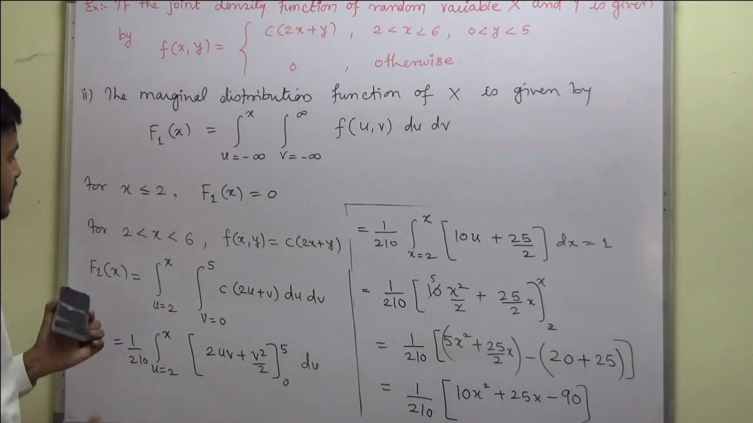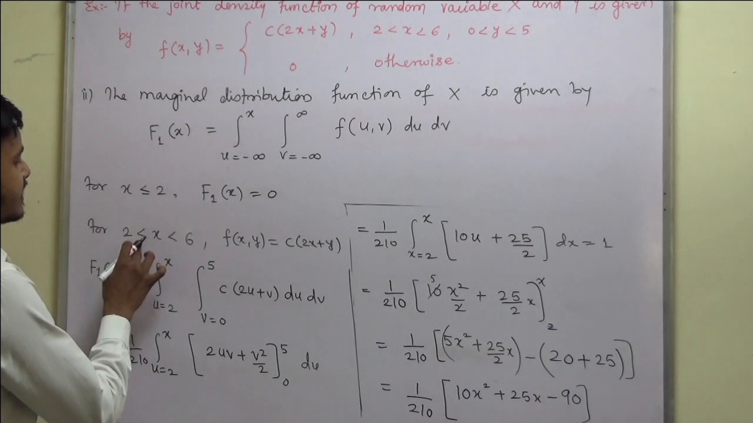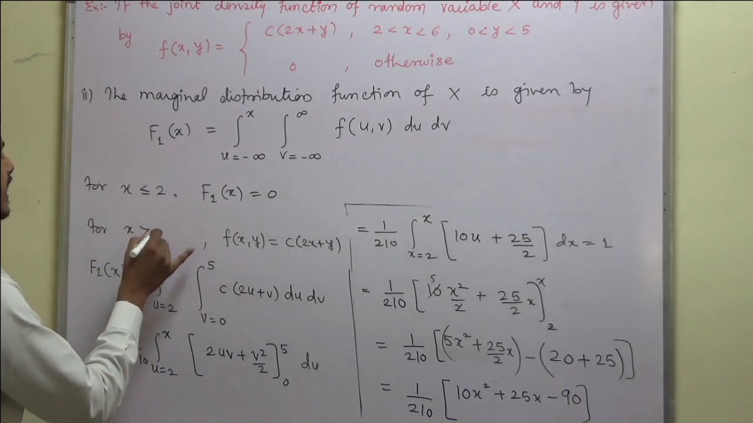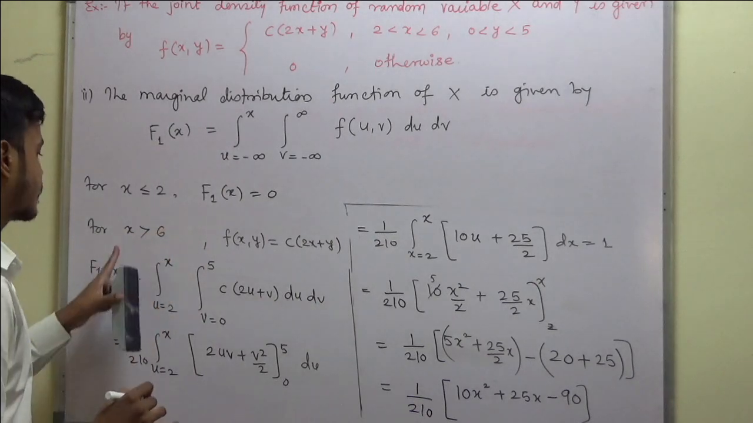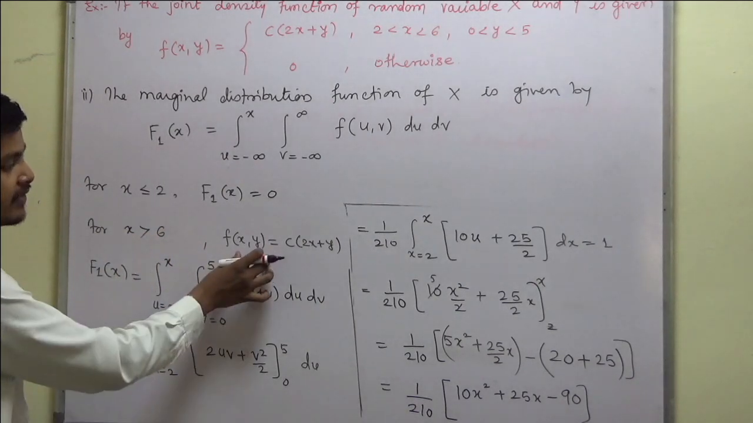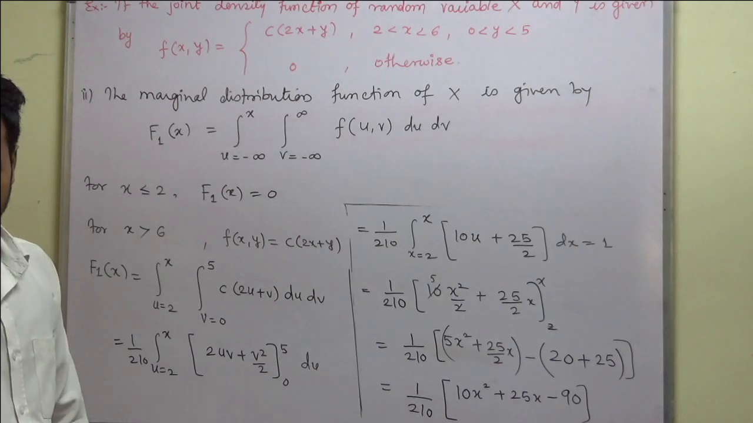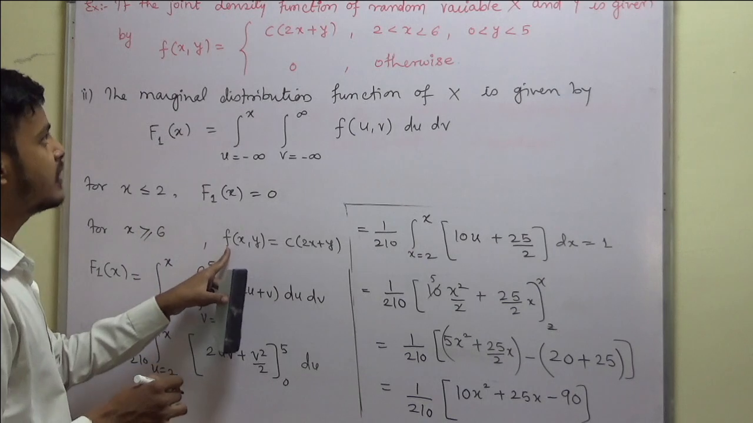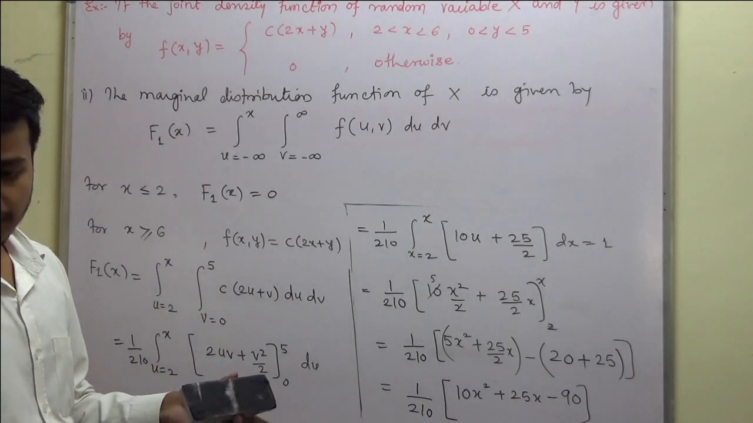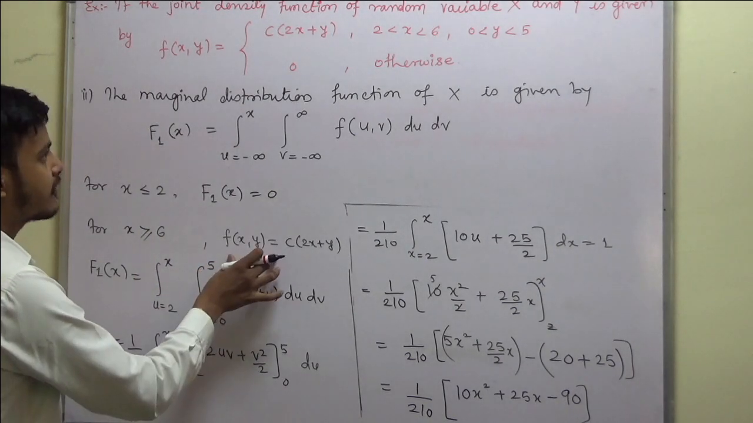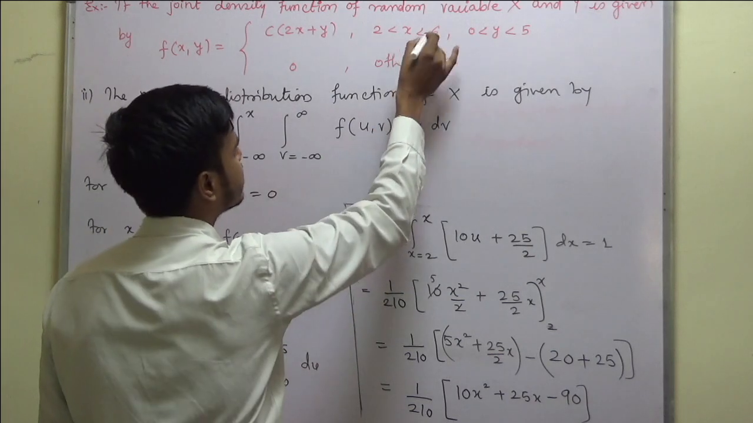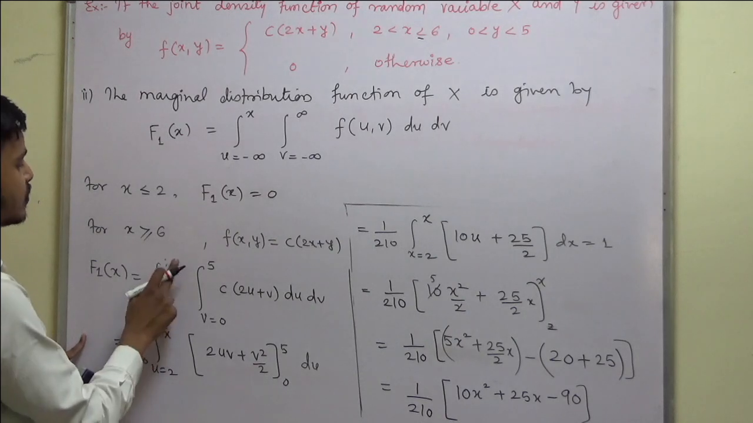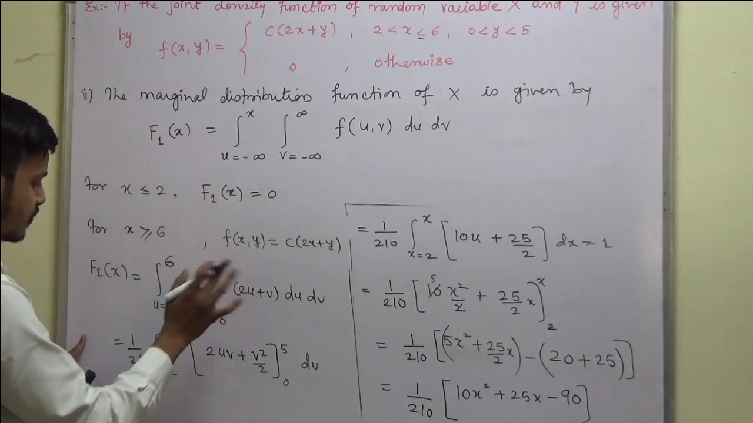For 2 less than x less than 6 we are through. For x greater than or equal to 6, we have F of x, y less than or equal to. So f1 of x is the integration from 2 to 6, 0 to 5.